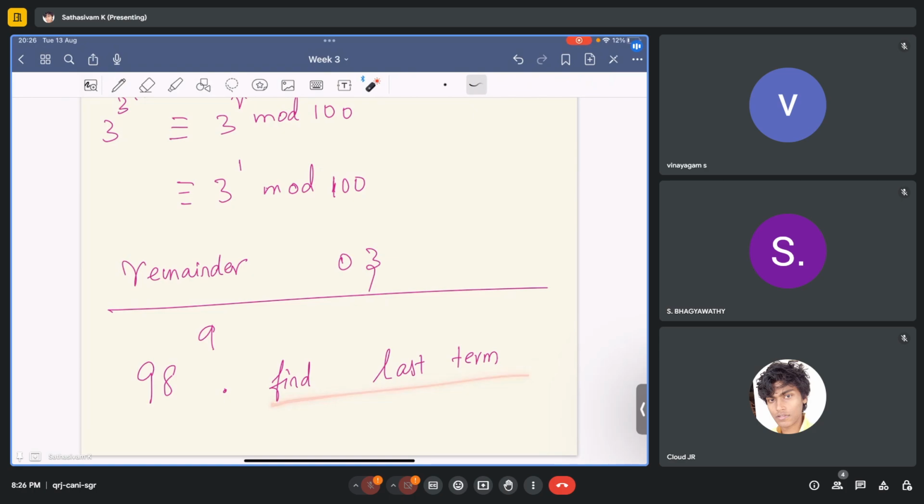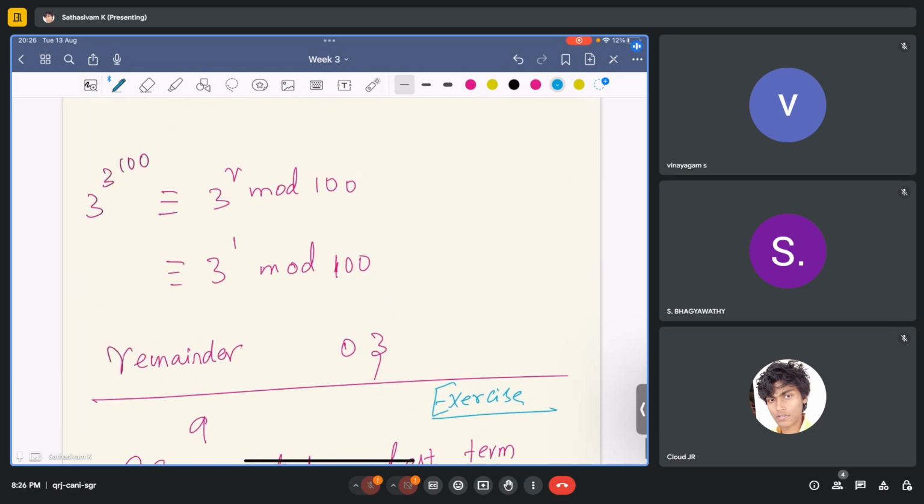So probably you can try this. Try 98 power 9, find the last term. Take this number and find the last term. Keep it as an exercise so you can have an idea how to use that. So is it kind of clear?